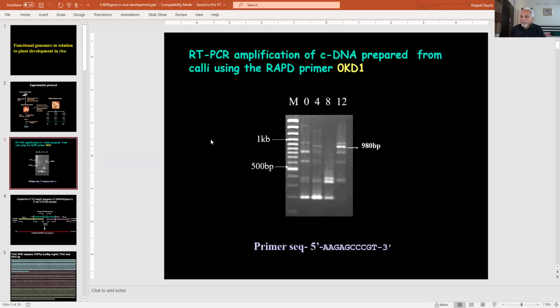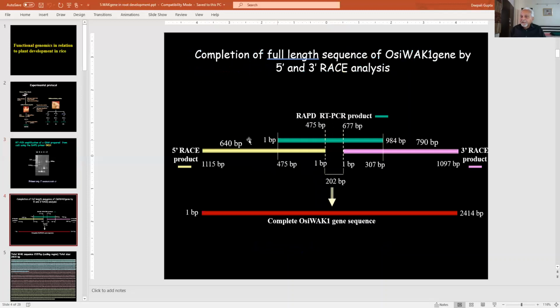We also have to keep in mind that when you use random primers, they can amplify any region of the gene. For example, in this case, if this is the whole gene, this set of primers amplified a 984 base pair region from this. So it was not the complete gene. It was only part of the gene which was amplified. So this was then completed using 5', 3' RACE analysis.